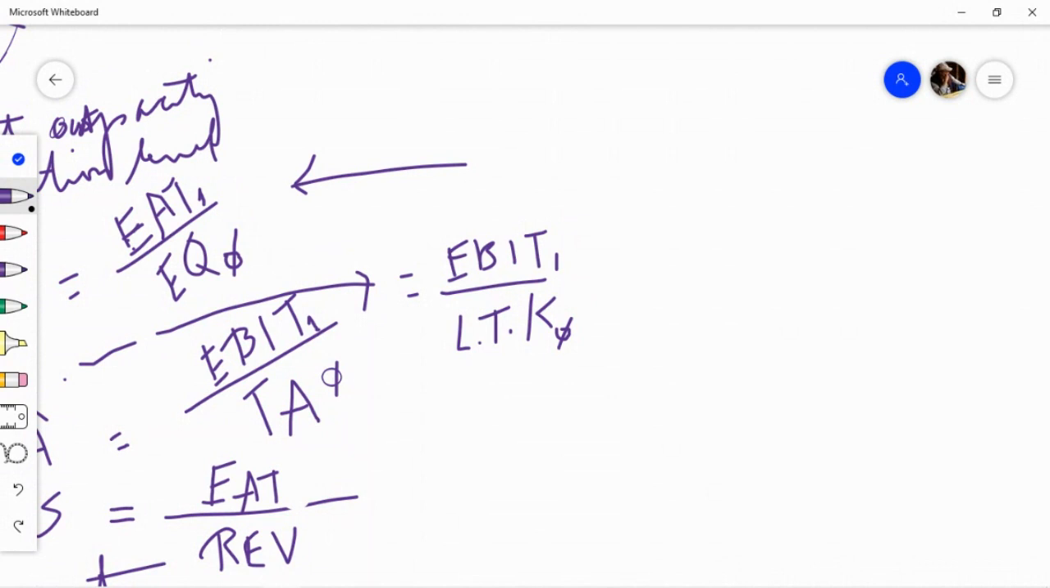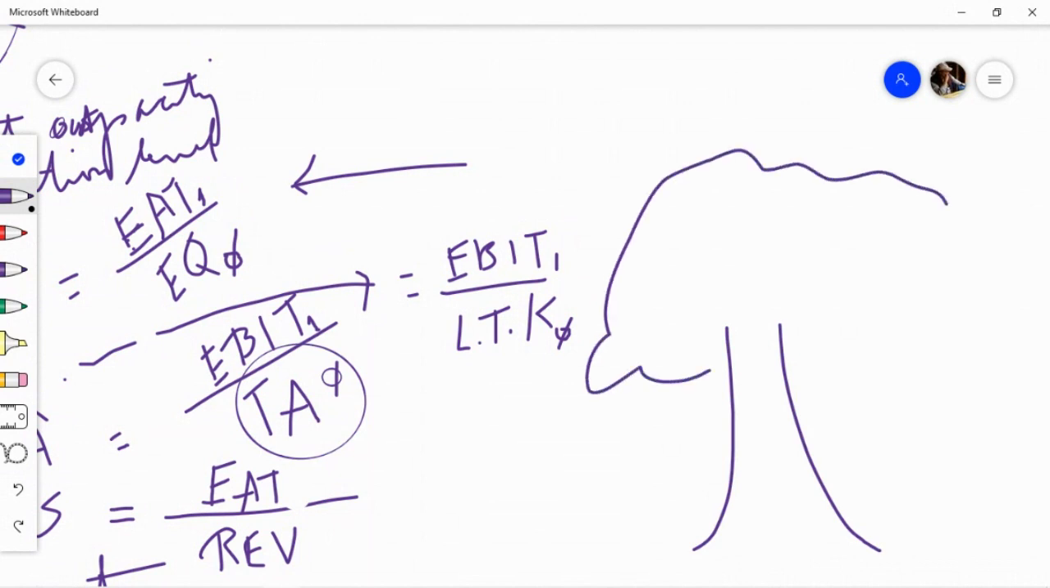But you can understand, I'm not going to repeat this. Last time I talked about output to input ratio. If you think about it, it's all output to input ratio. You can think of equity or total assets, especially total assets, as a tree, a fruit tree. Let's say you have this tree, right?